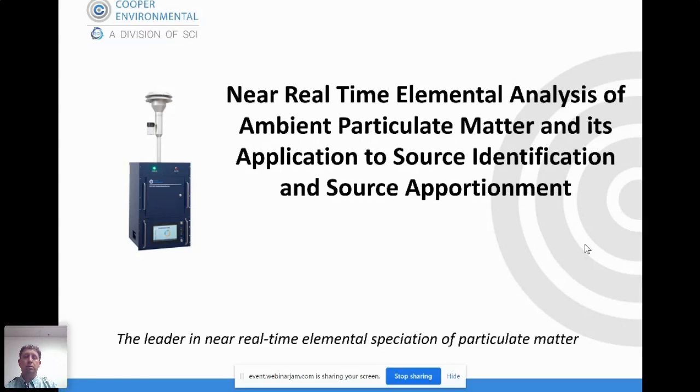Today, our focus will be on real-time measurement of ambient metals and its applications to source identification and apportionment. It is using an instrument called Xact, which is manufactured by Cooper Environmental Services from USA. We have two of these instruments already operational in India. We have today with us Craig Peterson, Vice President of Cooper, USA, who will be presenting today.